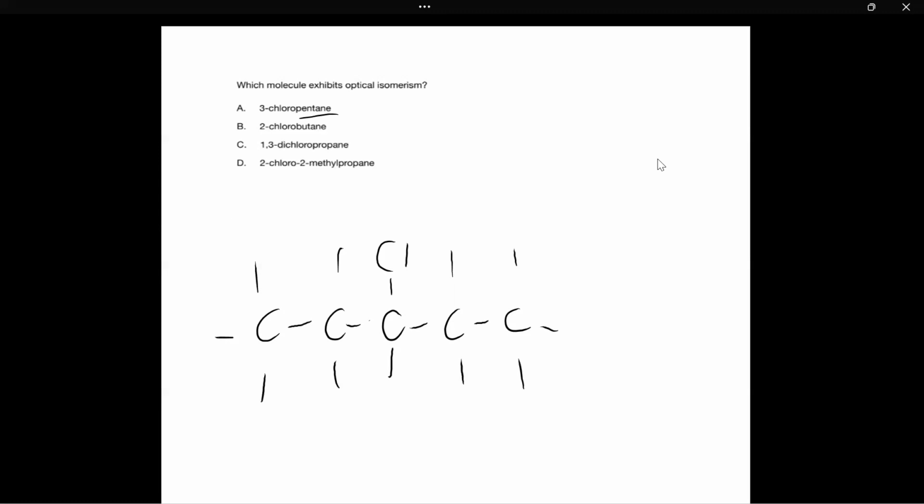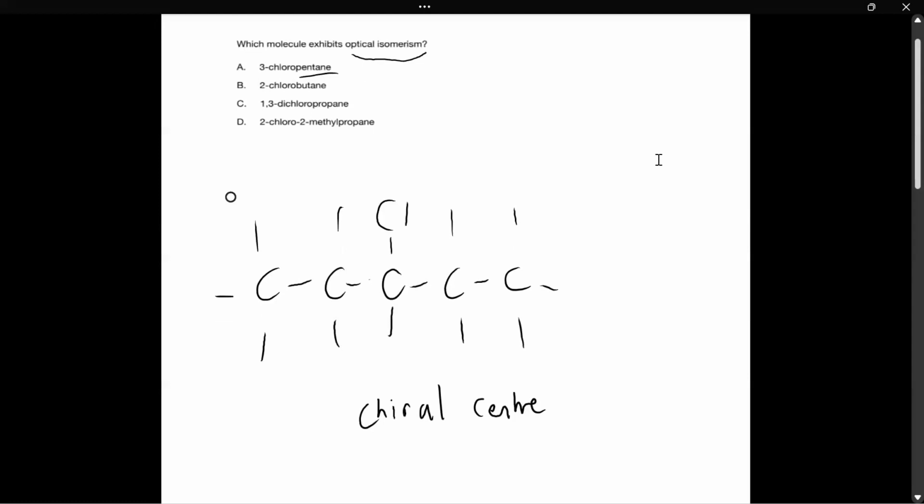Now, is this a chiral molecule, right? If you want your molecule to be optically active or to display optical isomerism, it needs to have a chiral center. I should have probably started off with what this is. My apologies for that, but I think I'll explain it now. So this is a chiral center.